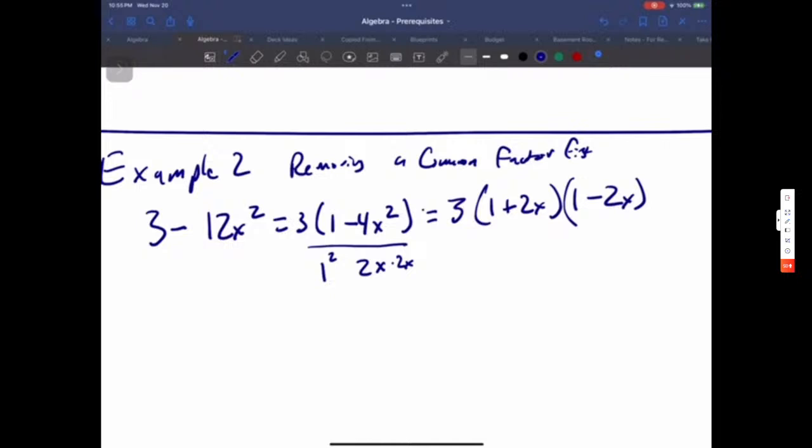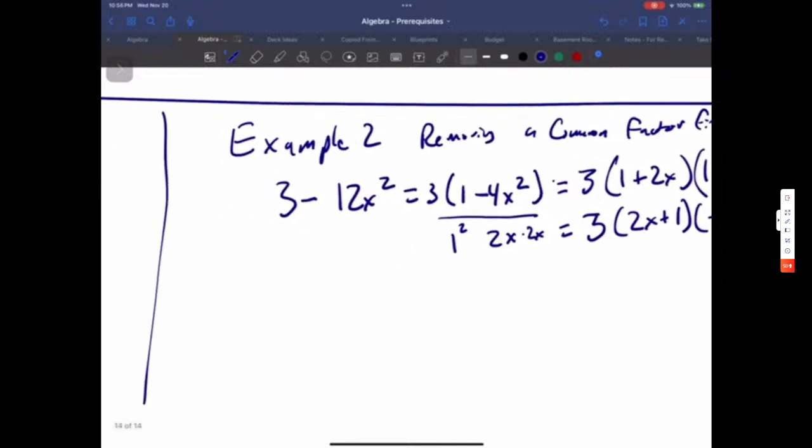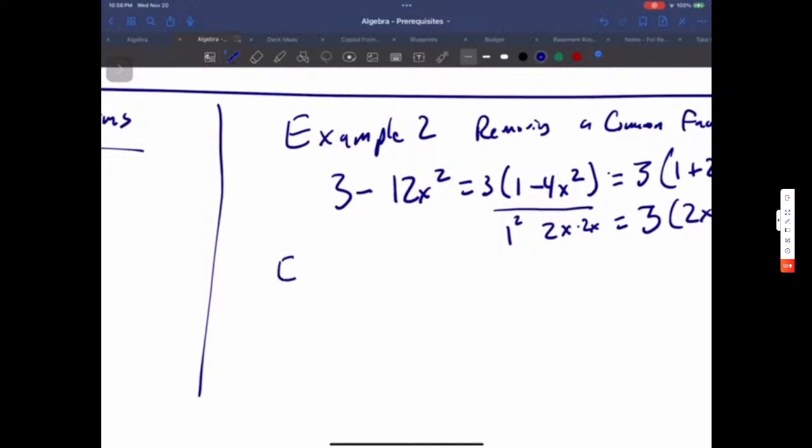To write it more correctly, 2x plus 1 times minus 2x plus 1. There you go. That's the factorization of that. So you have to check for common factors, pull those out, then look for difference of squares or some other special form like the cubes or something like that. So let's look at example 3.